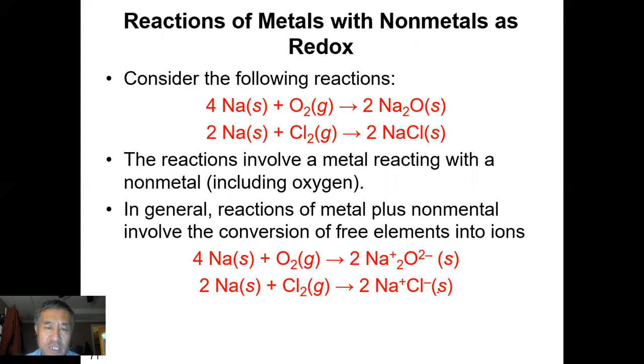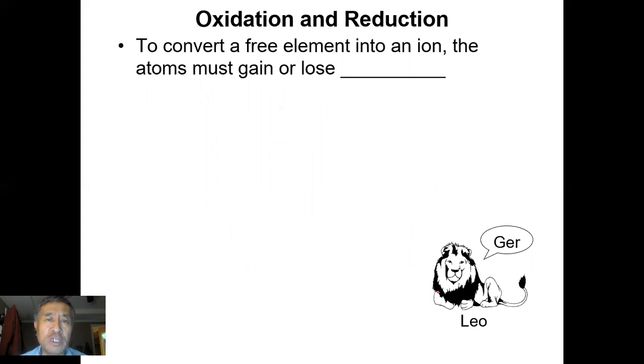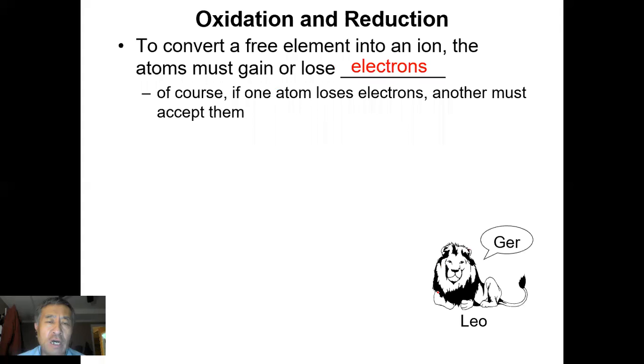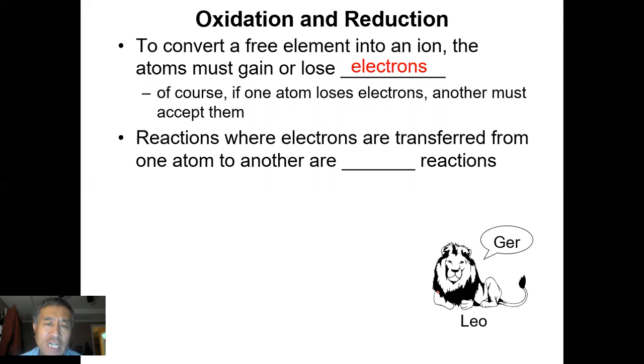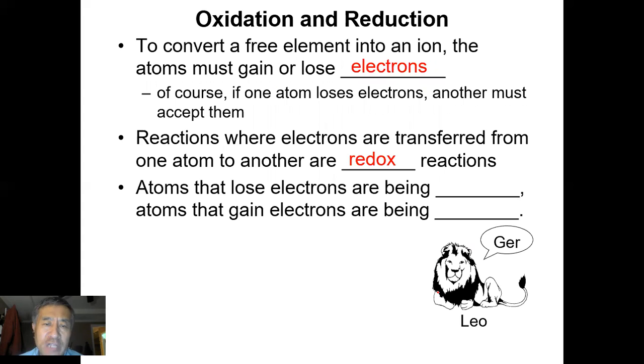In an oxidation reduction reaction, to convert a free element into ions, the atom must gain or lose electrons. Of course, if one atom loses an electron, another must accept the electron. Reactions where electrons are transferred from one atom to another are redox reactions. Atoms that lose electrons are being oxidized. Atoms that gain electrons are being reduced. So this is where LEO the lion says GER comes from.